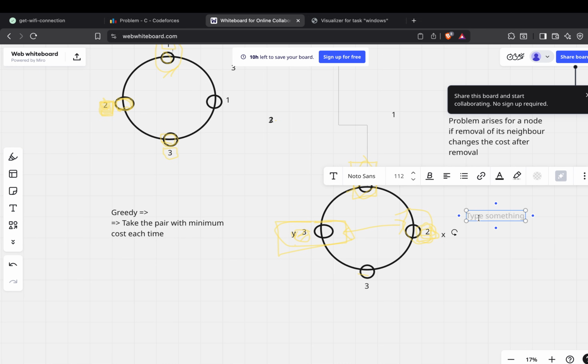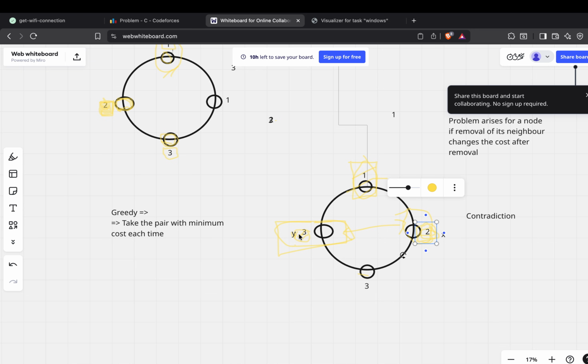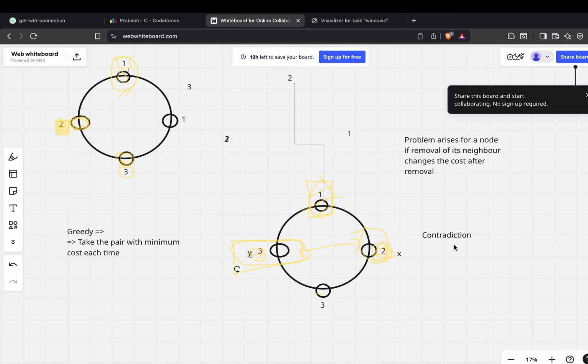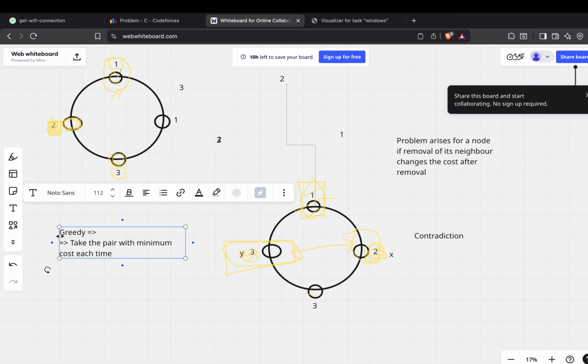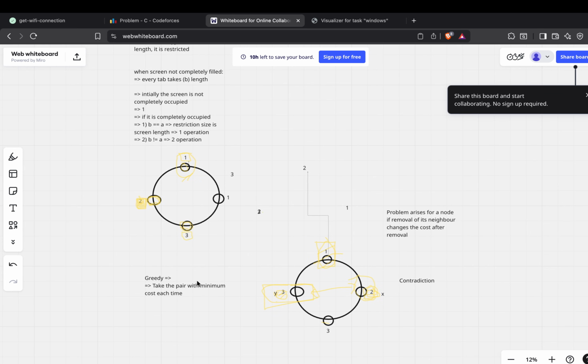We initially assumed that x and 1 are our smallest pair with minimum cost, and at the end we got to the conclusion that if in future some problem arises, y needs to be smaller than x, which is a contradiction. So we can say that our greedy approach of logic was correct. So let's move to the implementation.